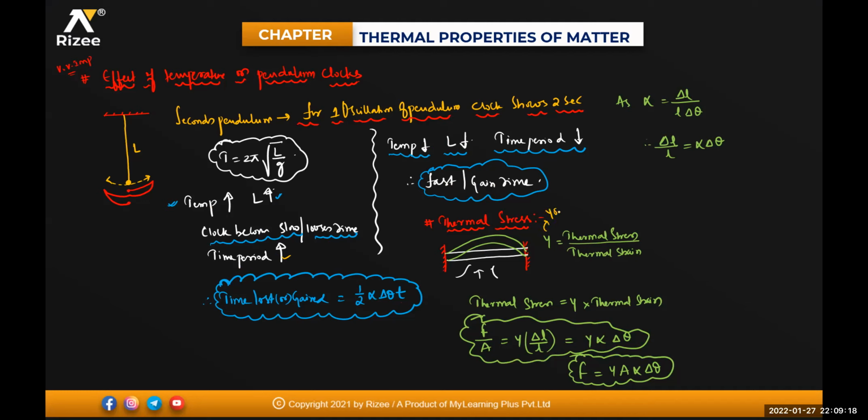Thermal stress, Y is equal to, Y is known as what, beta? Young's modulus. Young's modulus is equal to thermal stress divided by thermal strain. So thermal stress, if I bring it out, will be Young's modulus into thermal strain.